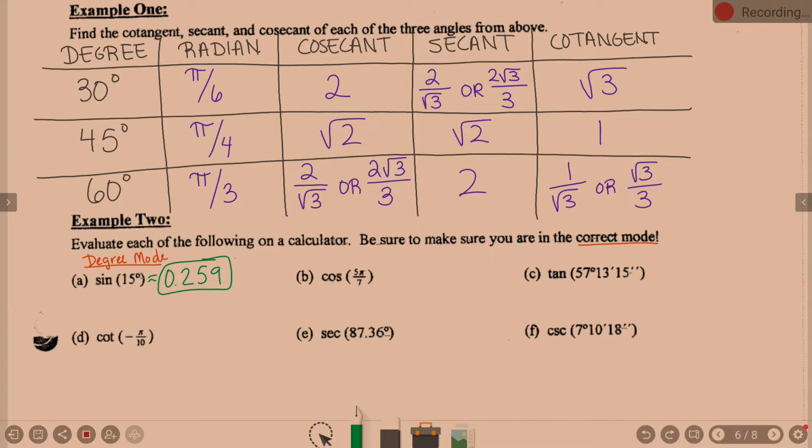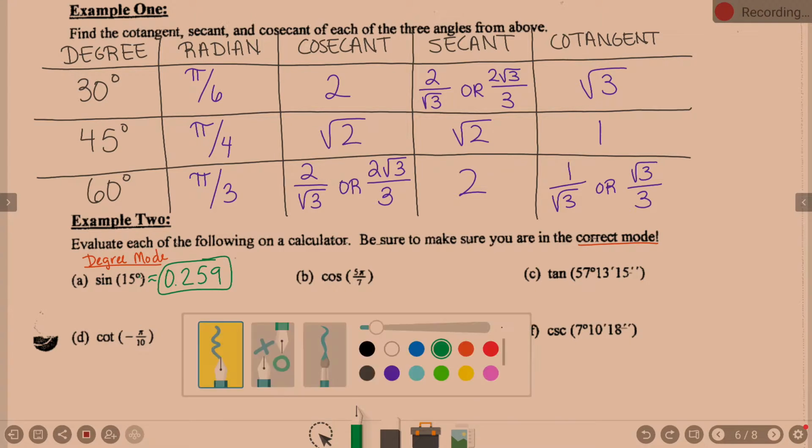Okay. You're catching on to the big trick of using the calculator, right? Your middle section of homework says use a calculator. Yes, you want a decimal answer, but you have to watch your modes. Oh, so careful. And by the way, how did I know I needed to be in degree mode for that? Because it said 15 degrees.